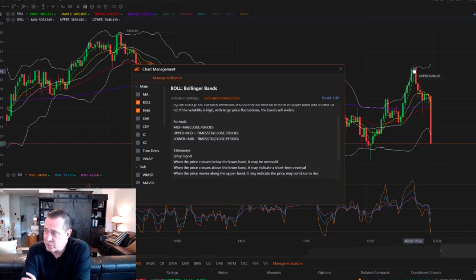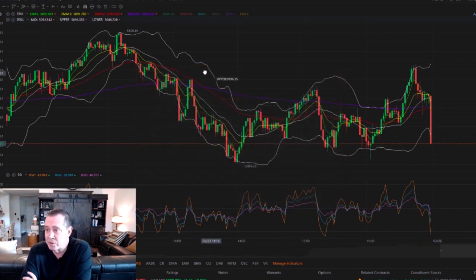So if I'm trading short, buying puts, I'd like to see something moving from the upper band to the lower band, overbought and then moving down. If I'm going long, I want to start down lower and move higher. So that's the Bollinger Band.